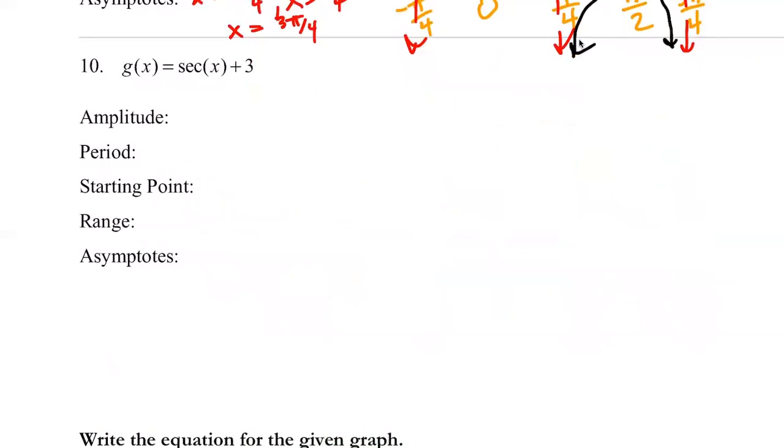Let's talk about graph number 10. This is a reciprocal curve. There's not going to be amplitude. Okay, I like this one. Look at this. We have a B value of 1, so our period remains 2 pi. We don't have a C value, and then we have a vertical shift of 3. So nice and simple for us for our last graph on this review.